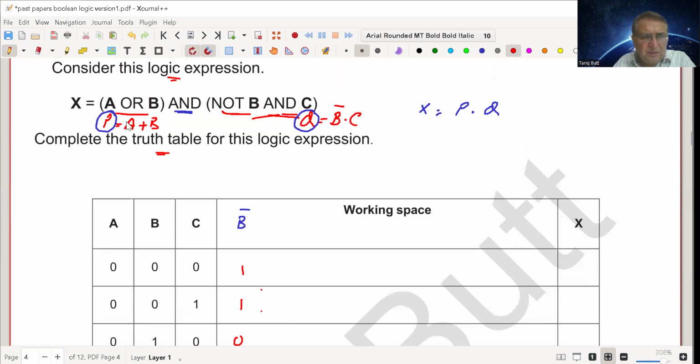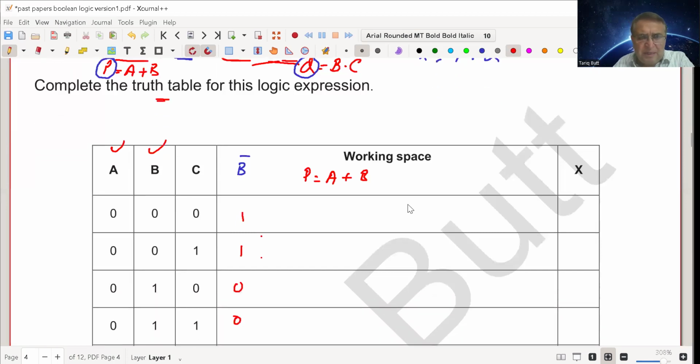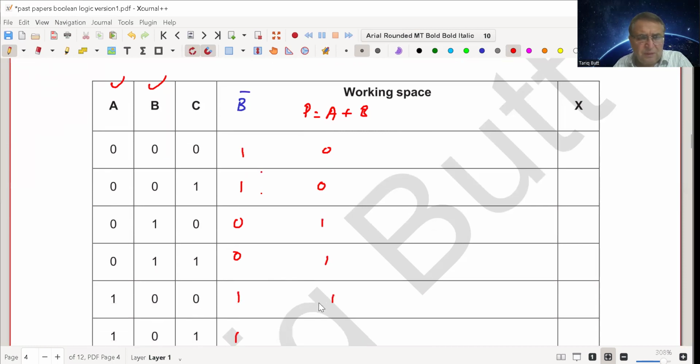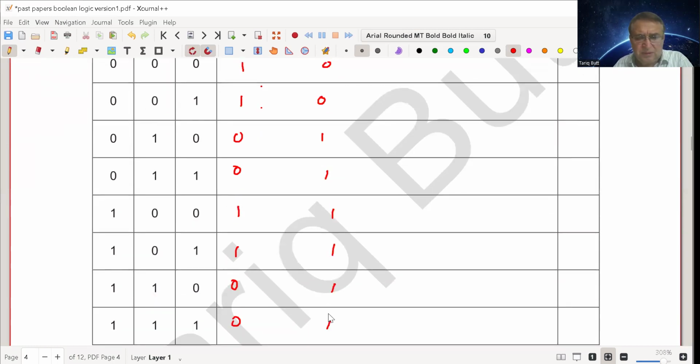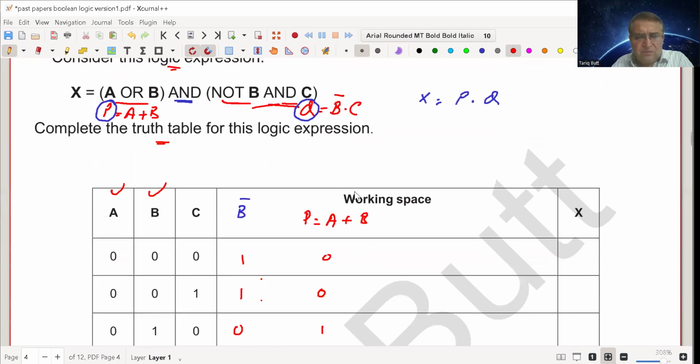Then let's find the expression for P, which is A OR B. We can write it like this, A OR B. So for this, we have to OR A and B. OR gate output is 0 only when both inputs are 0. So 0 OR 0 is 0, and this one OR with 1, and this one. So you have drawn the column for P, which is A OR B.